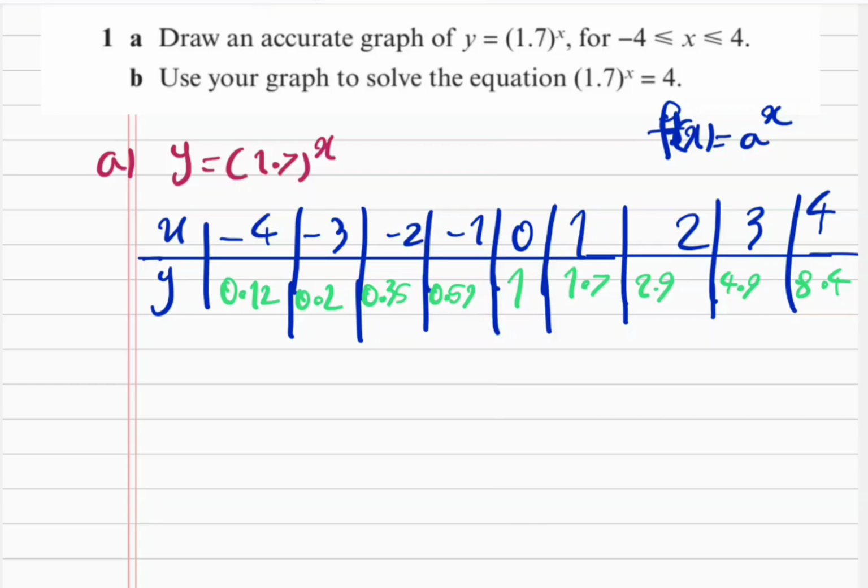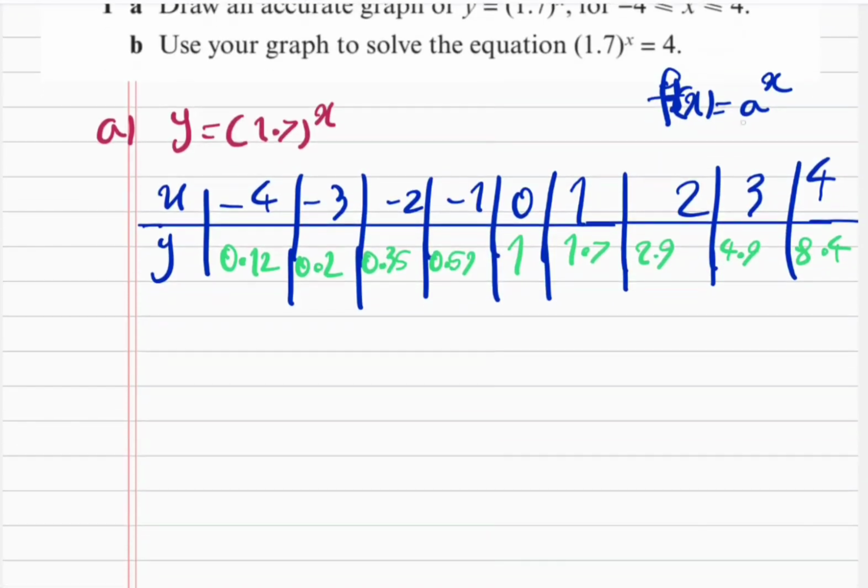Knowing the general form of these types of graph is going to be very helpful. In general, if a is positive, it's going to look like this. You have an asymptote at the x-axis, and the curve goes gradually like this, and then suddenly explodes and increases at a very fast rate. But we will get into those details in the next question. In this case, we just want to plot these points.